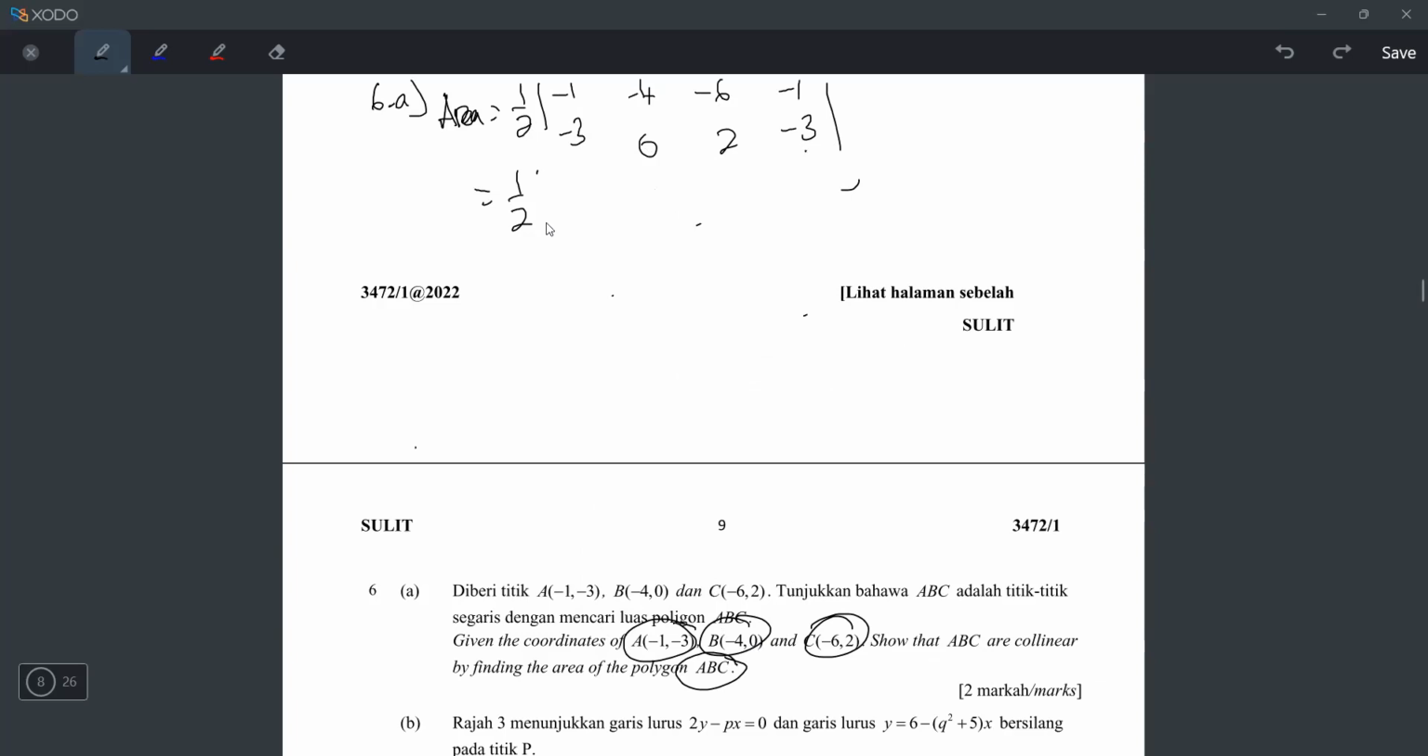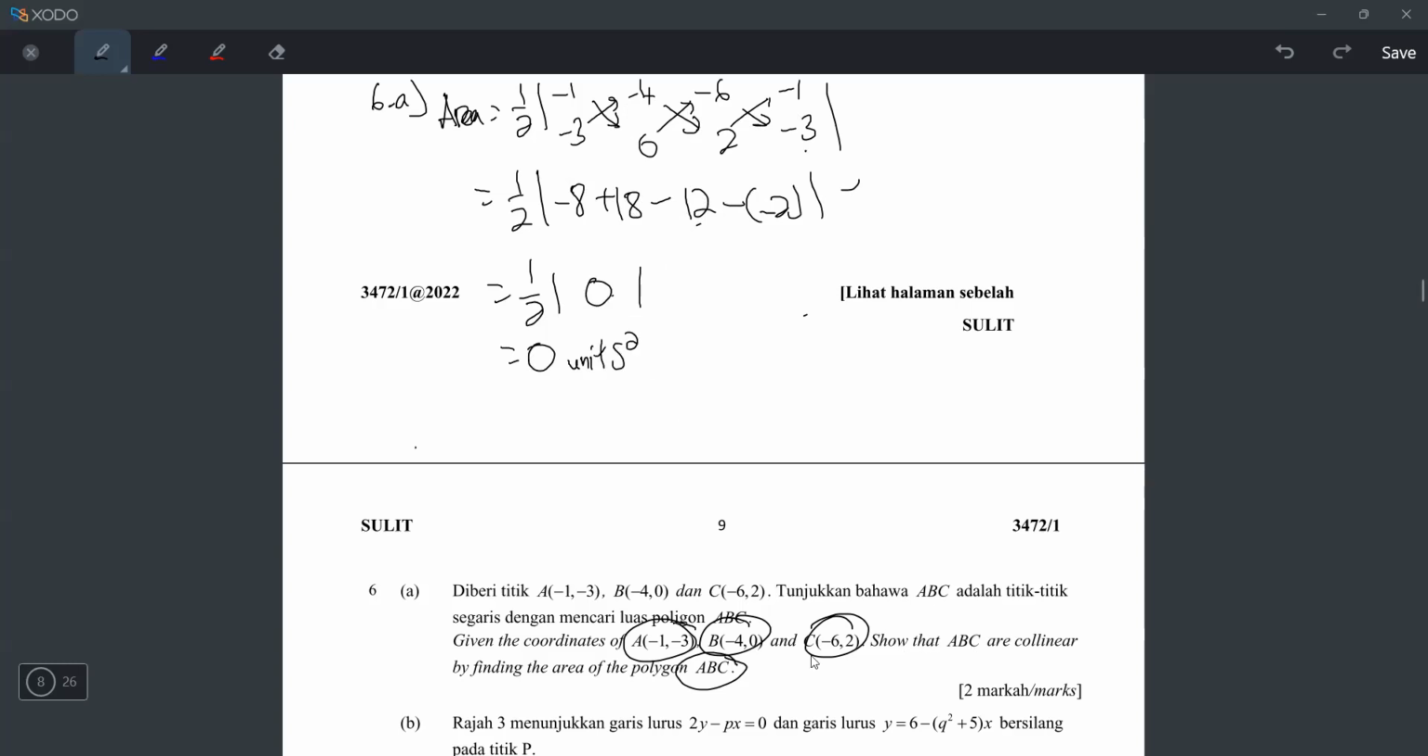So let's see. 1 over 2 modulus, -1 times 0 is 0, plus -4 times 2 is -8, plus -6 times -3 is 18, minus, because we change direction, -3 minus -4, positive 12. So -12, minus 0 times -0, no need to write, 2 times -1 is -2, so open the bracket like this. So you get 1 over 2 modulus, -8 plus 18 is positive 10, 10 minus 12 is -2, -2 plus 2 is 0. So the answer is 0 unit square.